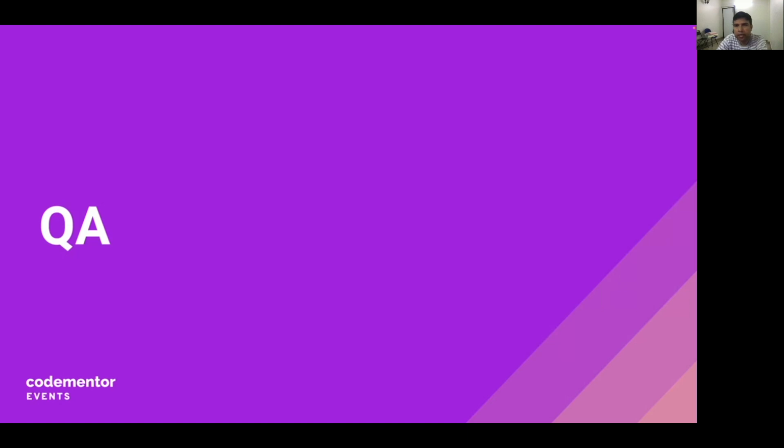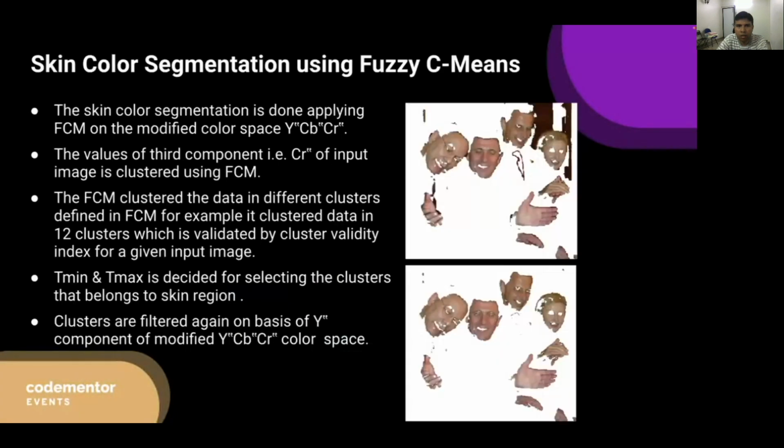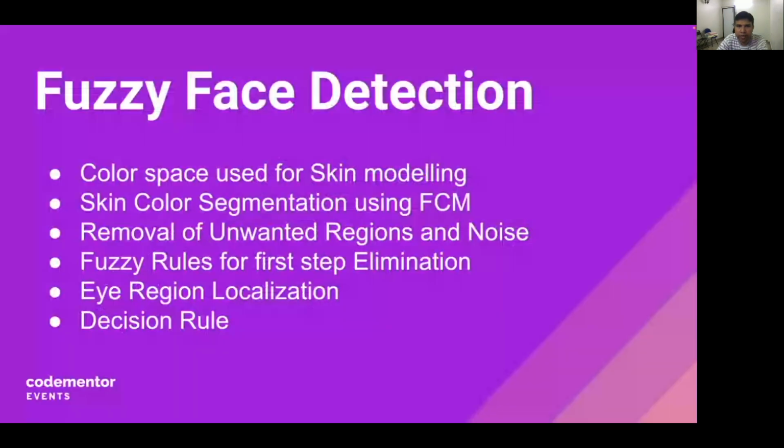So let me summarize this session. Here we have discussed the fuzzy face detection algorithm and the rules we go through for fuzzy face detection. We use the color space for skin modeling, skin color segmentation using fuzzy C-means, removal of unwanted regions and noise, and then applying the fuzzy rules for the first step of elimination and eye region localization.